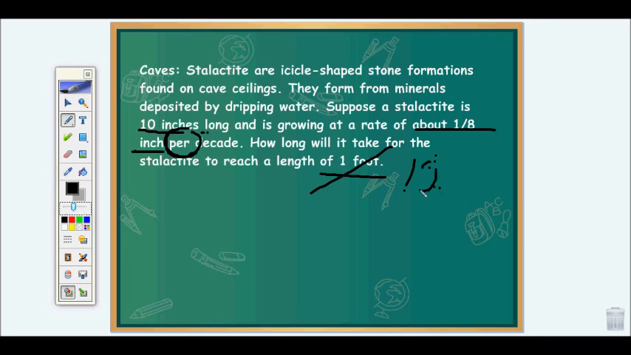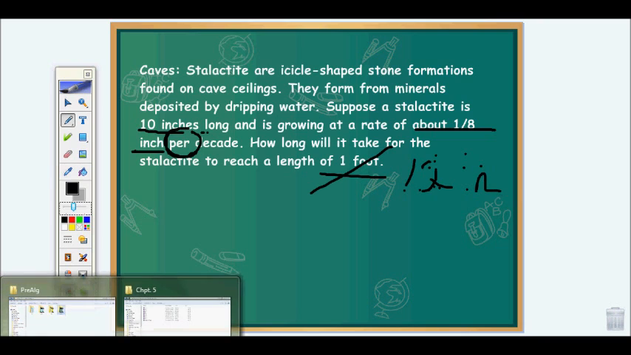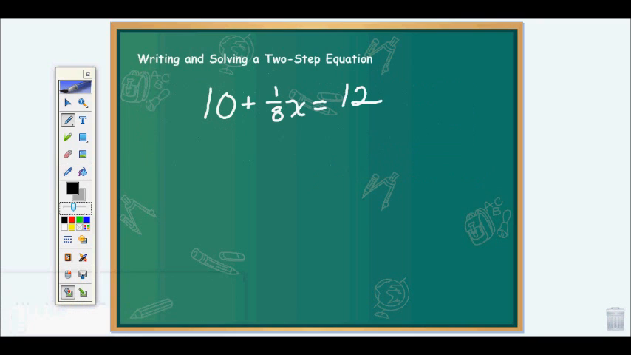I'm going to change to the next page and see if that helps. So I took my current length, which was 10 inches. I'm going to add how much it will grow, the growth rate, which was 1/8 inch, and we don't know for how long, so that's per x. And that's going to equal 12, which is our 12 inches, which was 1 foot.